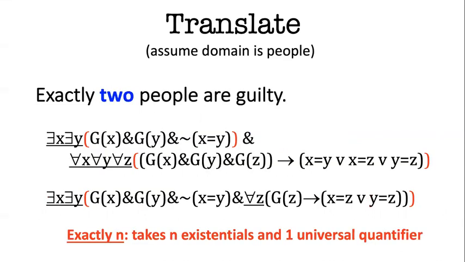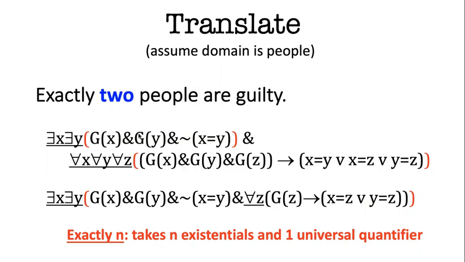Let's pause and step back from exactly 13 and consider an easier case, exactly 2. The long way to say it is there's at least 2 people and there's at most 2 people, because that means there's exactly 2 people. So if you already learned how to translate at least and at most, you already know you can translate exactly. So that's the long way. Exactly 2 would take 2 existentials to say at least 2, and then it would take 3 universals to say at most 2.